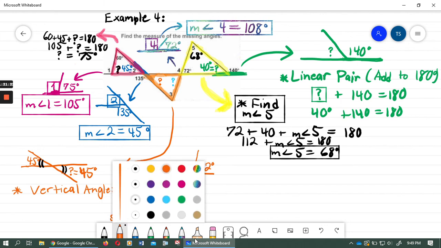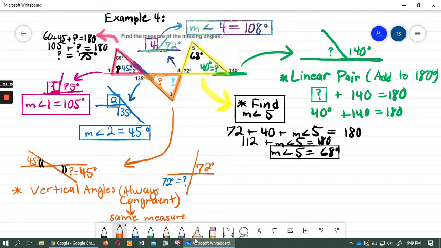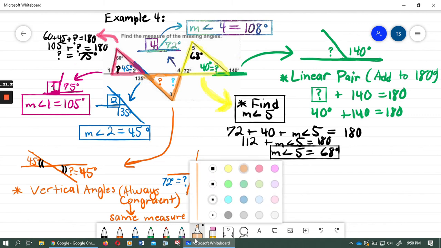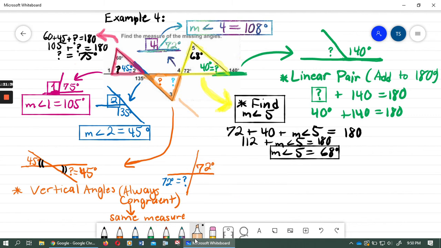Okay? So now that we know both of these angle measurements here in this triangle, let's go ahead and solve for this third angle measurement here in this triangle. Let's go ahead and do that. Let's do that right now.